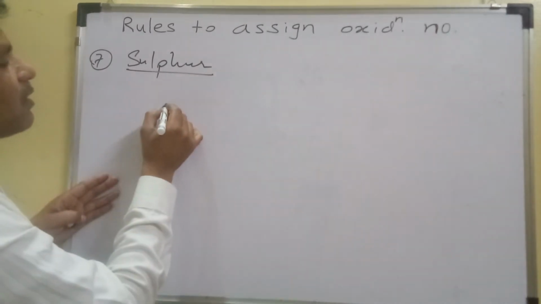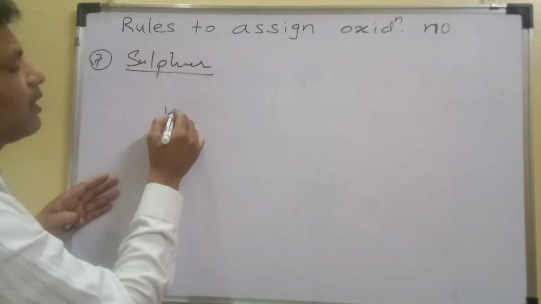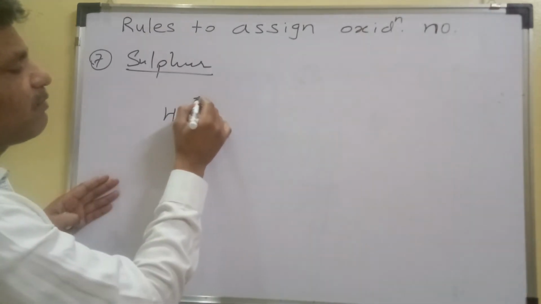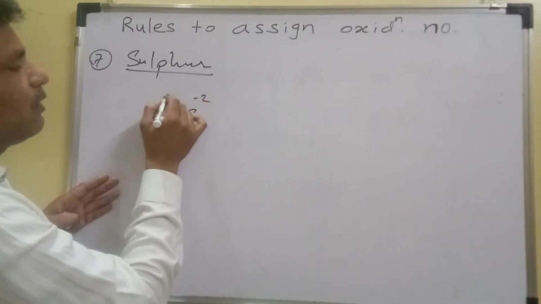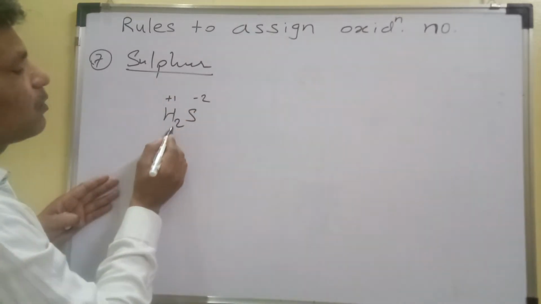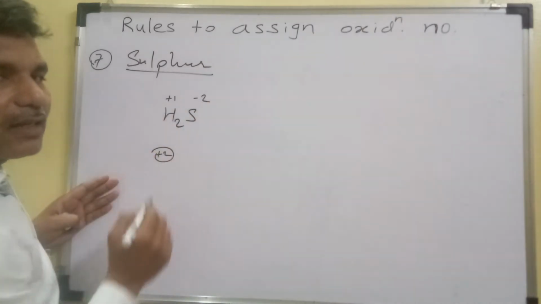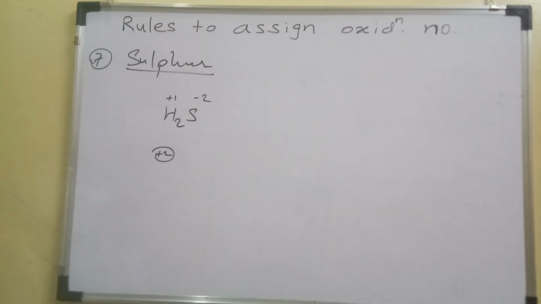Sulfur in its sulfide form, that means H2S, has a minus 2 charge. Here one hydrogen has a plus 1 charge, so 2 hydrogen means plus 2 charge, and to balance this, the sulfur has a minus 2 charge in the sulfide form.